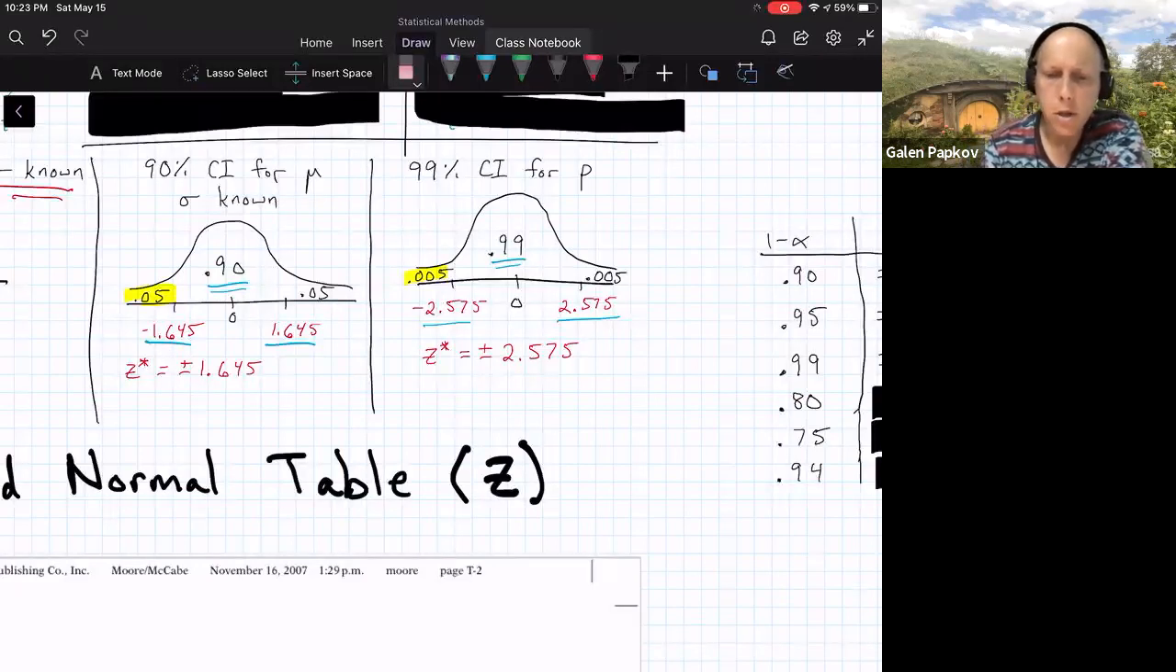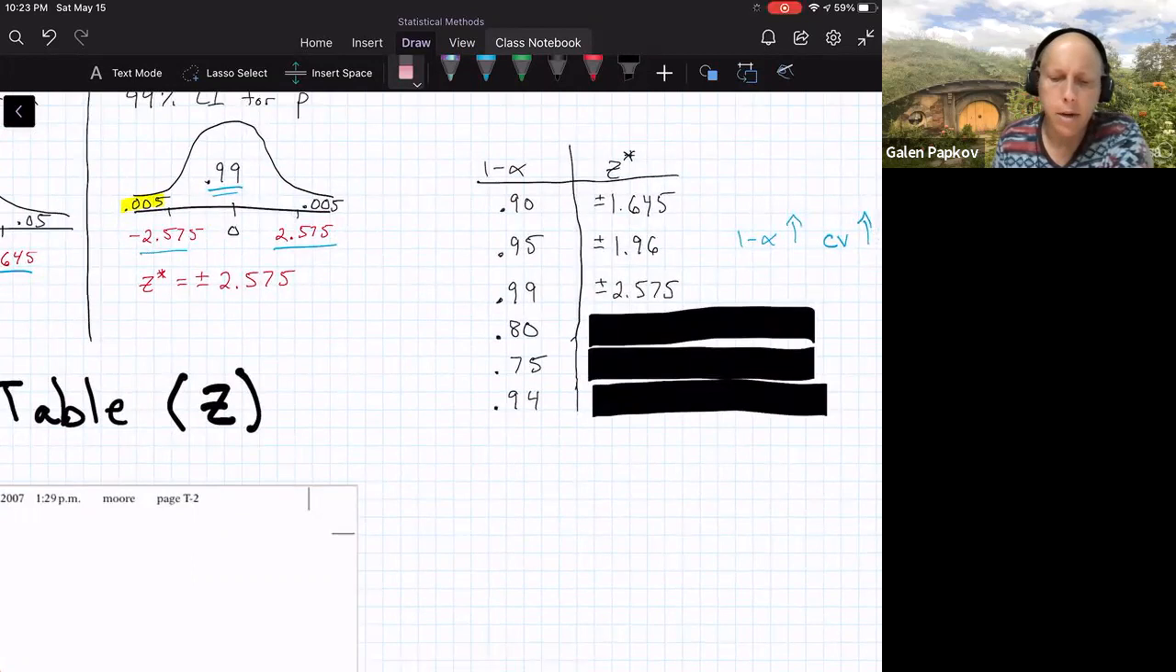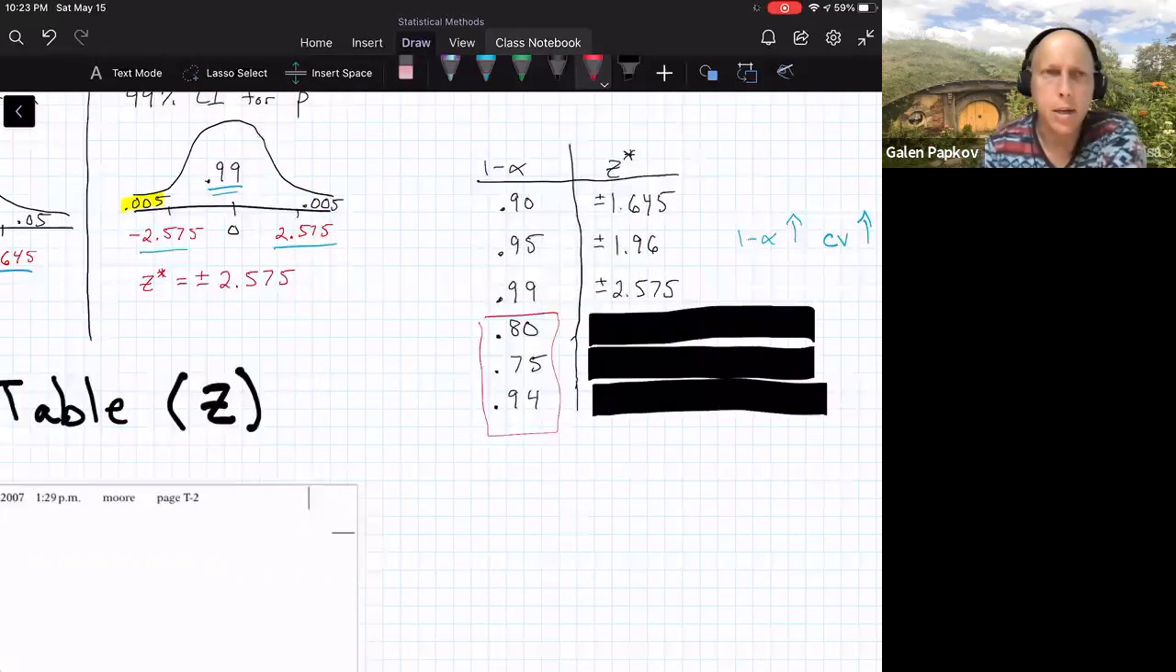What I'd like for you to do at this point is find the critical values corresponding to an 80%, a 75%, and a 94% confidence interval. Essentially fill in the last three parts of this table here. So pause the video, see if you could find the corresponding critical values, and when you're ready to check yourself, start back up.